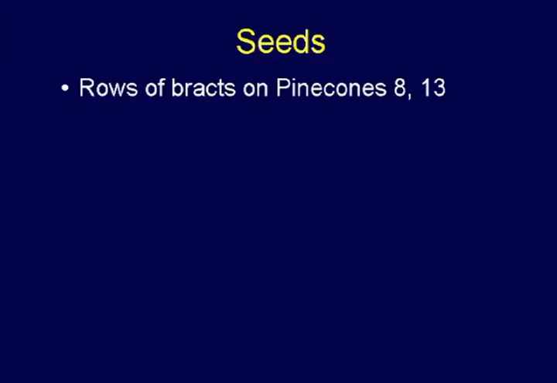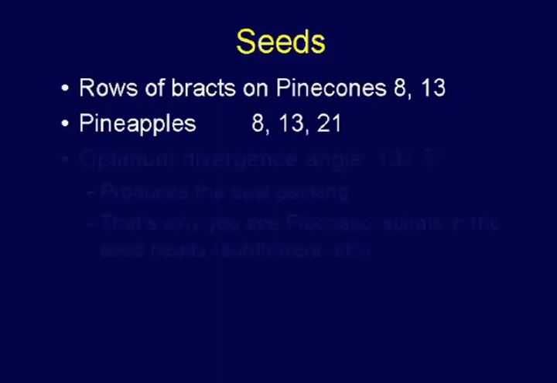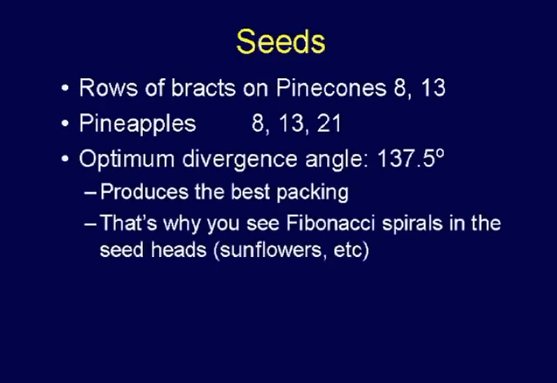Let's talk about seeds. The rows of bracts on pine cones, it's 8 or 13. There's 2 rows. On pineapples, there's 3 rows. It's 8, 13, and 21. And it turns out there's an optimum divergence angle of 137.5, which is, in effect, a fraction of the 360. That's a Fibonacci number. It produces the best packing. And that's why you always see Fibonacci spirals on sunflower. If you look at sunflower, you've got 2 divergent spirals. They're both Fibonacci numbers.